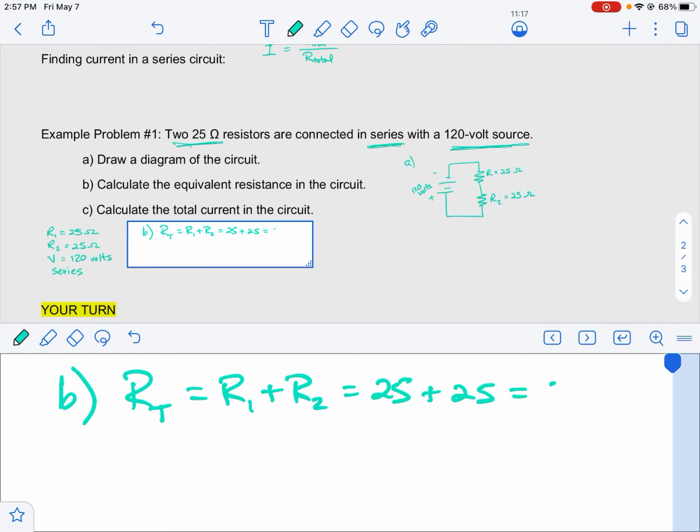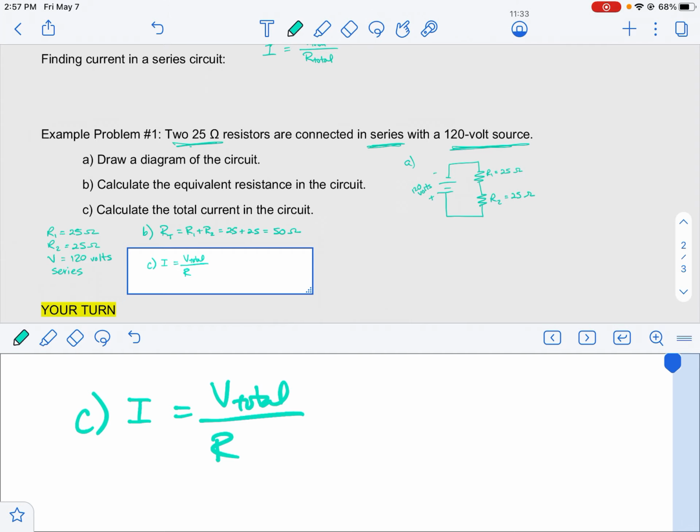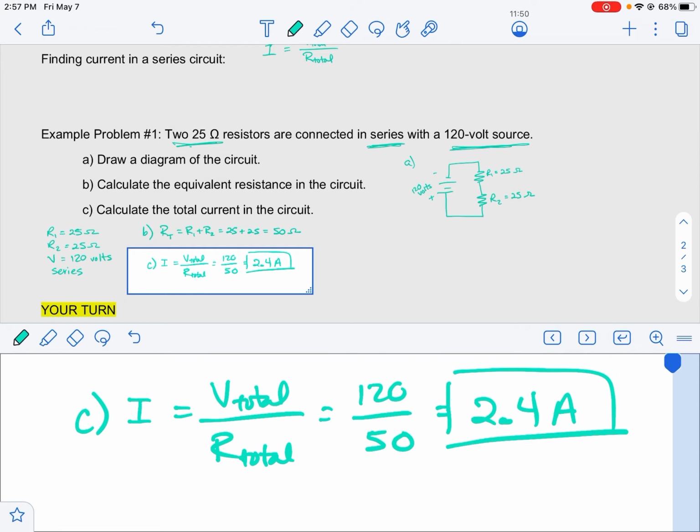So do I. Okay, and then part C says calculate the total current in the circuit. So that means I'm going to use Ohm's law. Total voltage over total resistance. So I'm going to have 120 over 50, and that is going to give me a current of 2.4 amperes in my circuit.